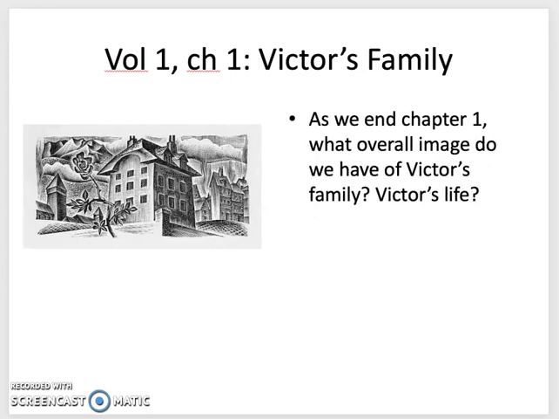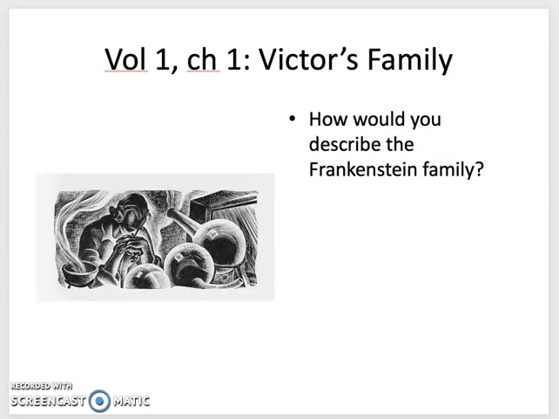So there you go. As we end chapter 1, what overall image do we have of Victor's family, of Victor's life? And how does that either go along with how the plot will continue, or does it go against it? Does it make his family blameworthy for what develops, or is Victor really much more to blame for his own decisions? How would you describe the Frankenstein family?